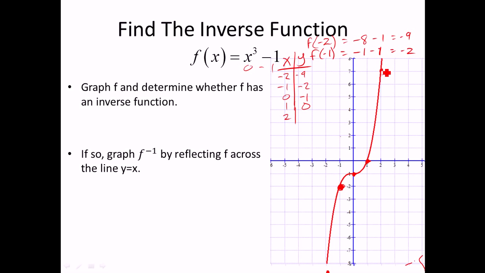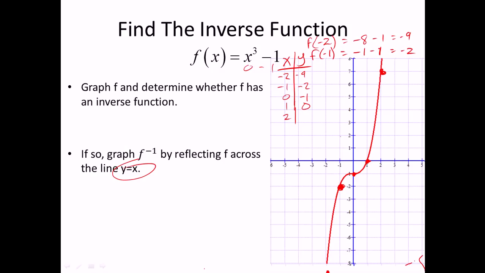So if we do the horizontal line test, you can see if we go through all those times, you'll notice that it does have an inverse function because it only hits the graph once. So if in fact it does, I have to reflect across the line y equals x, since it has.